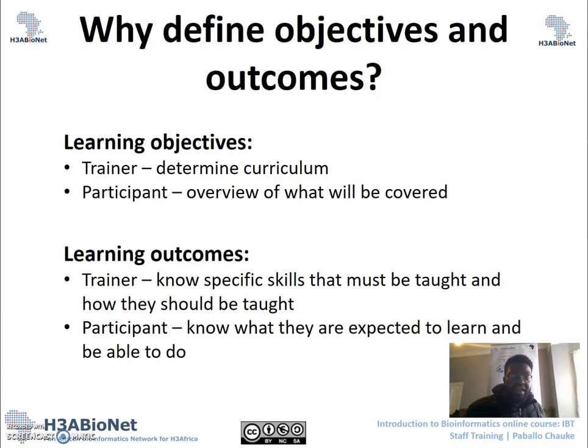And outcomes, on the other hand, allow the trainer to know specific skills that must be taught and how they should be taught. So it's not only good to give power to the participants, the students or the trainers. It also allows the trainer and students to get something out of whatever course they're part of. So the participants will know what they're expected to learn and be able to do by the end of your module.